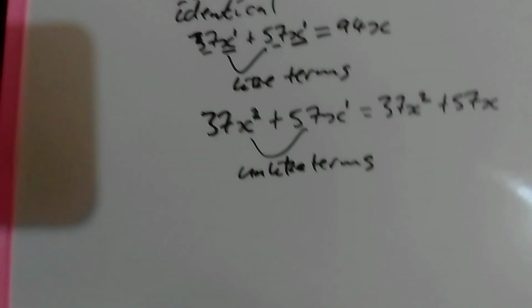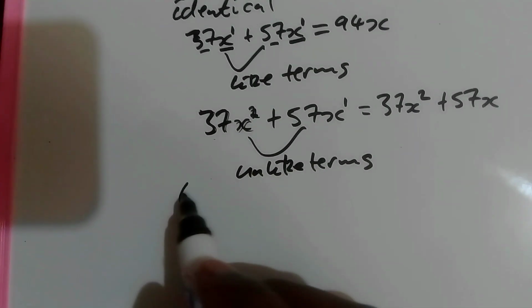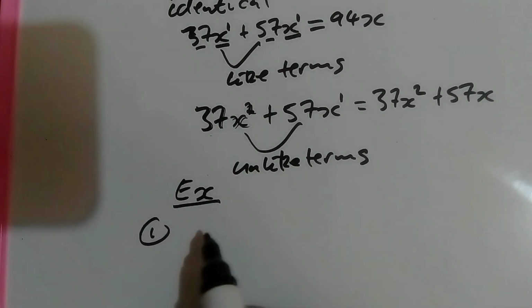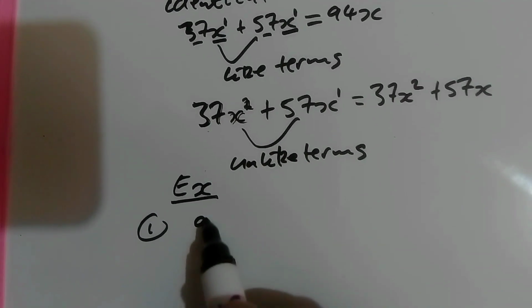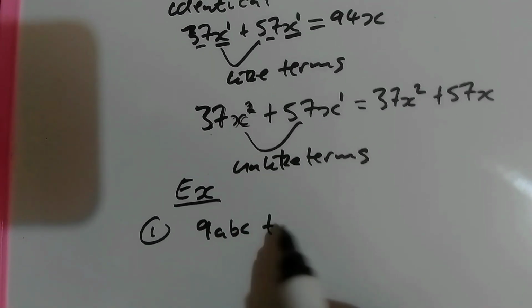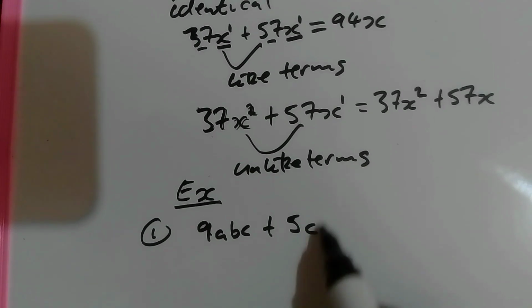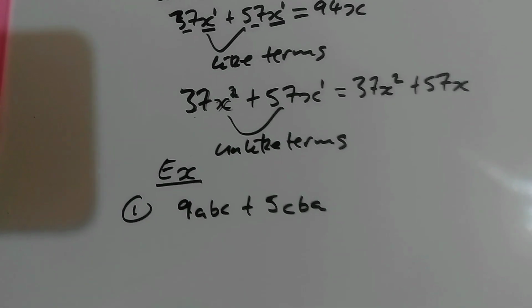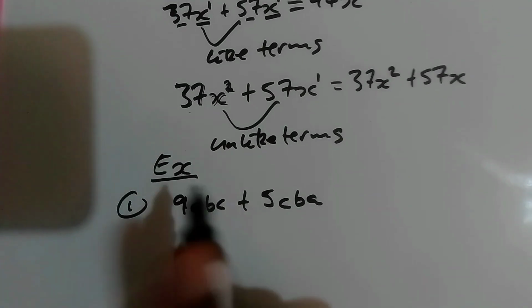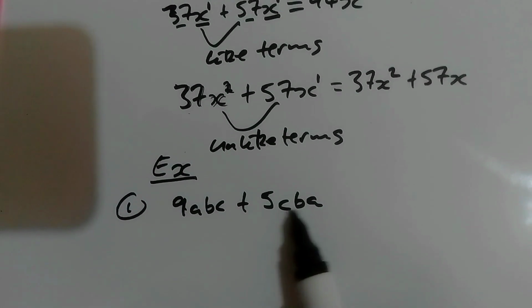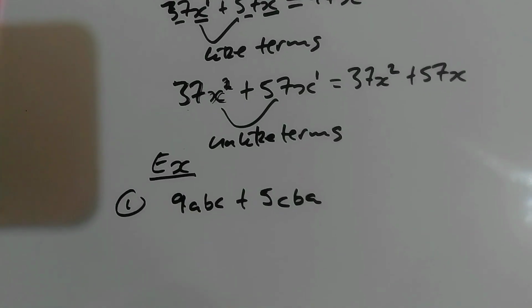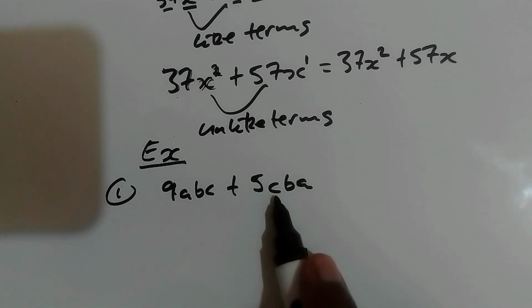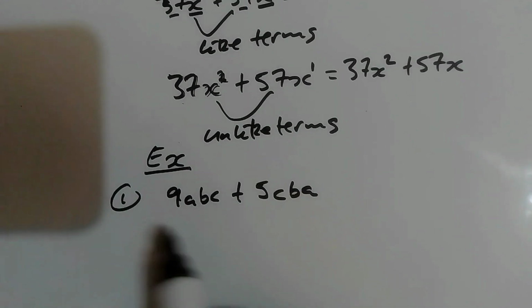Now, let's do some exercises, right? So that you can understand this further. So now here I'm going to write 9abc plus I've got 5cba. Then they ask me, add these two, right? Can I add them? Here I've got A, B, and C. Here I've got C, B, and A. What is it that you're supposed to know? In algebra, you're supposed to write your variables, these letters, according to the alphabetical order.